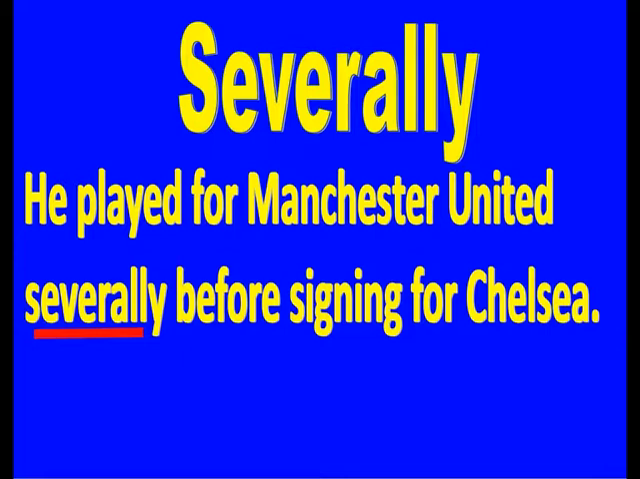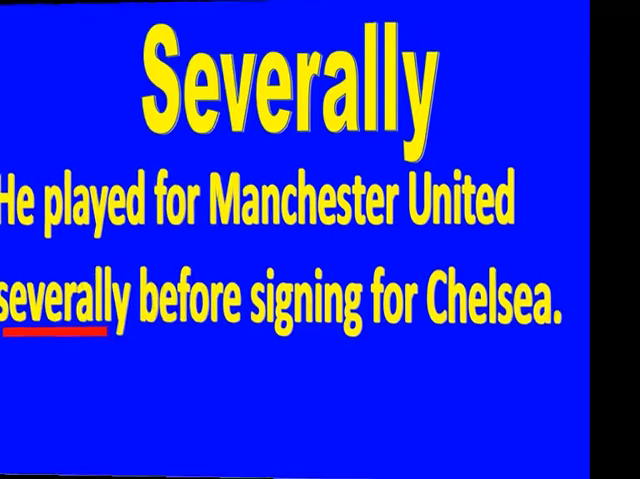For example, if I say he played for Manchester United separately before signing for Chelsea, you won't understand what it means. So, severally in this sentence is wrong. And the reason is because the writer used the first definition of several for the severally he's using.